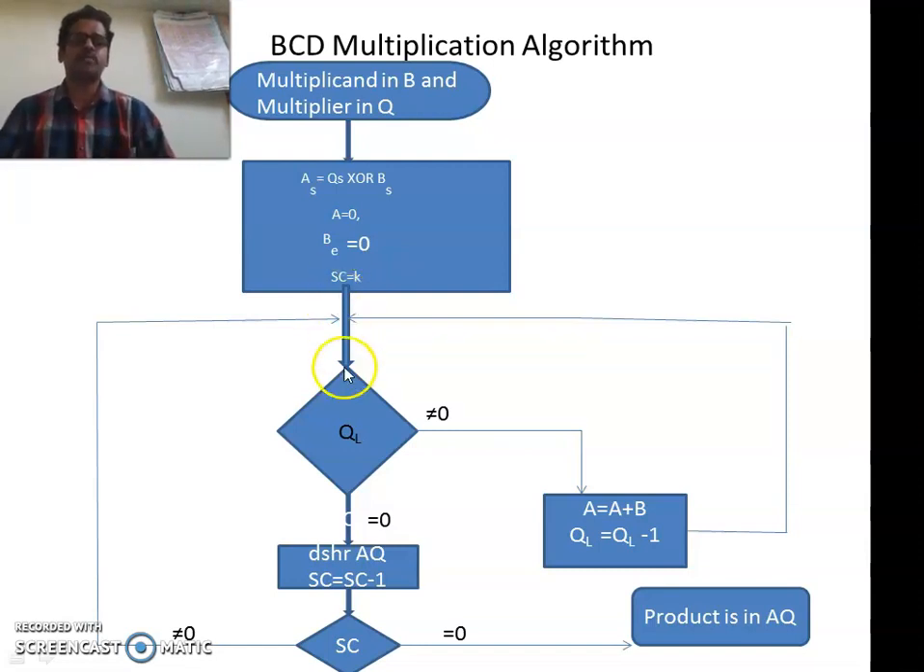Now the actual algorithm flow starts. The entire algorithm flow is based on the value of QL. If QL is not equal to 0, we are going to add B to A, store the result back to A, and decrement QL by 1, and the process is repeated. If QL is equal to 0, we are going to perform decimal shift right on AQ and decrement the sequence counter by 1, and the process is repeated until the sequence counter reaches 0. If the sequence counter reaches 0, the result is stored in AQ.